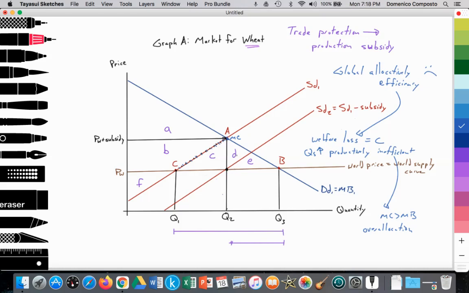And that's essentially it. We have analyzed a production subsidy and we have evaluated the production subsidy on various stakeholders within the economy.